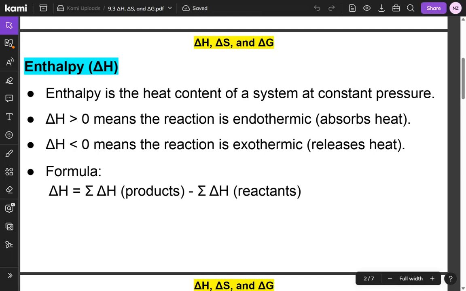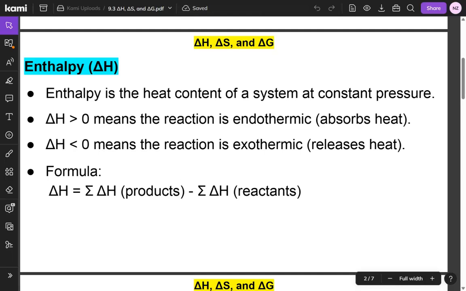So the first topic that we're going to hit is enthalpy, which is delta H. Enthalpy is the heat of a system. If your enthalpy is greater than 0, meaning it's positive, it's going to be endothermic. It will be absorbing heat from the surroundings. If your delta H is negative, that means your reaction is exothermic, and it's going to release heat.